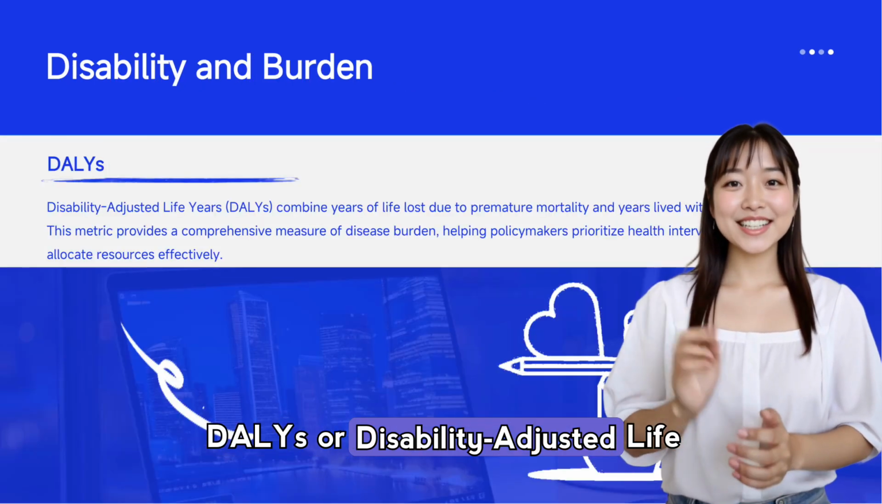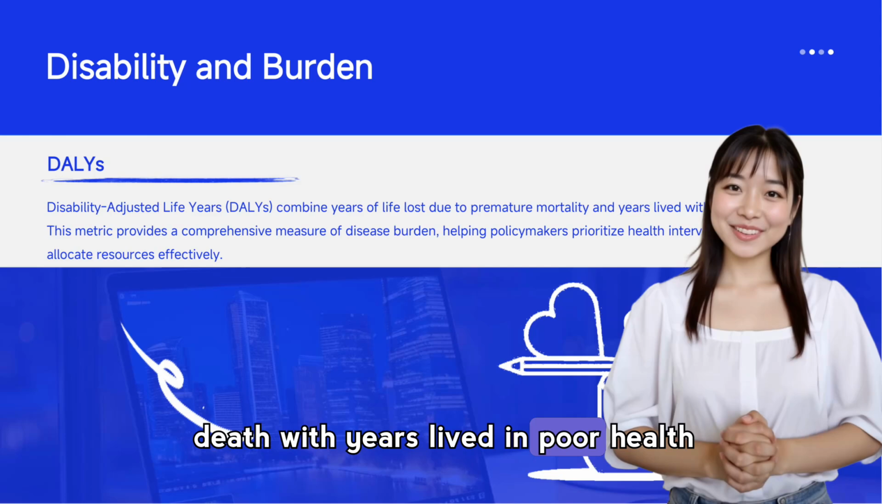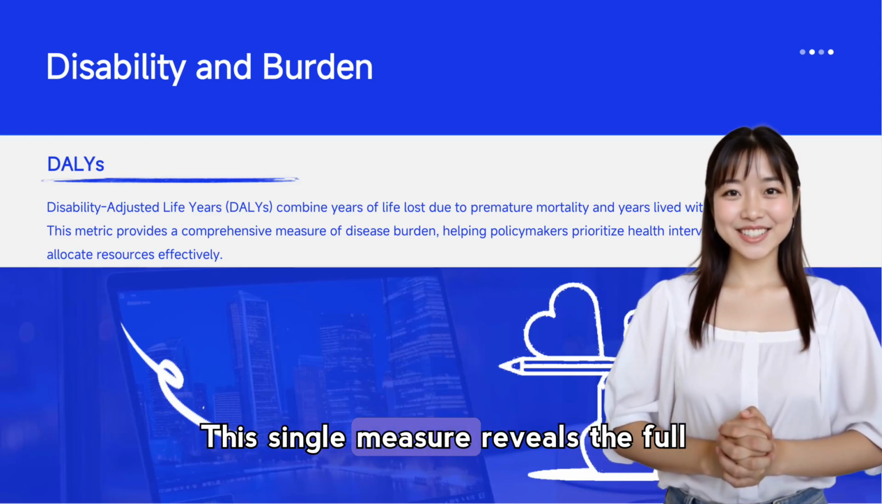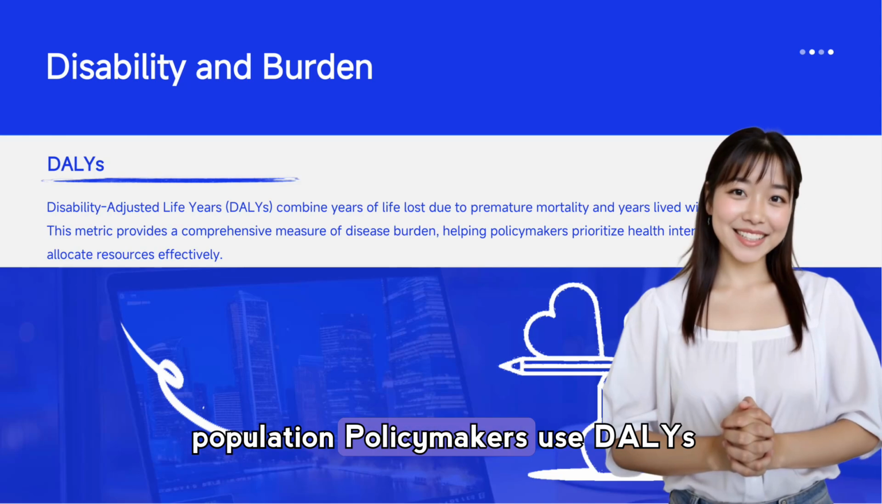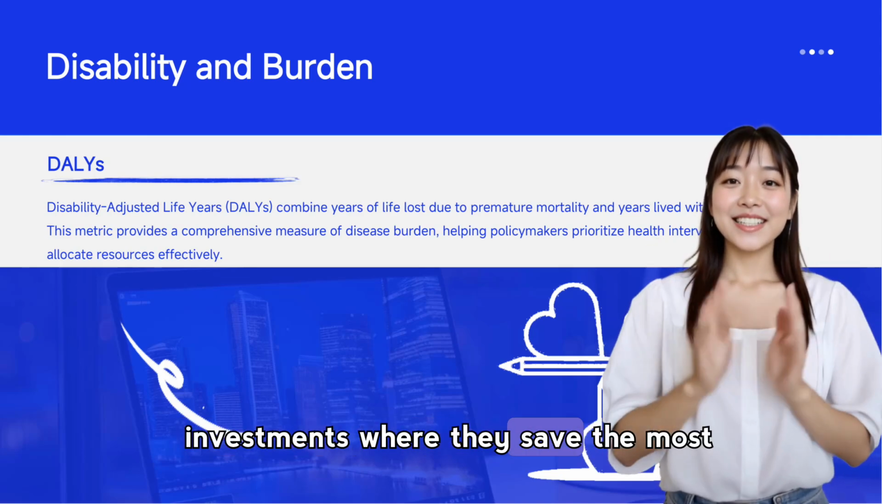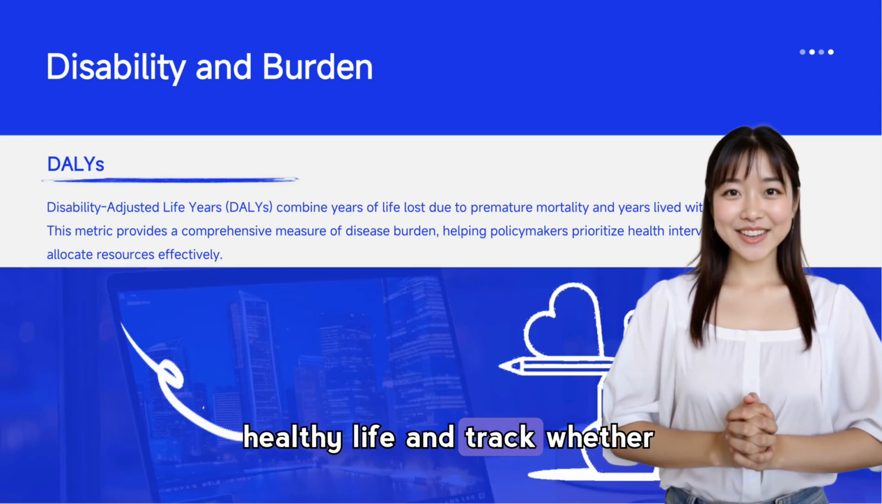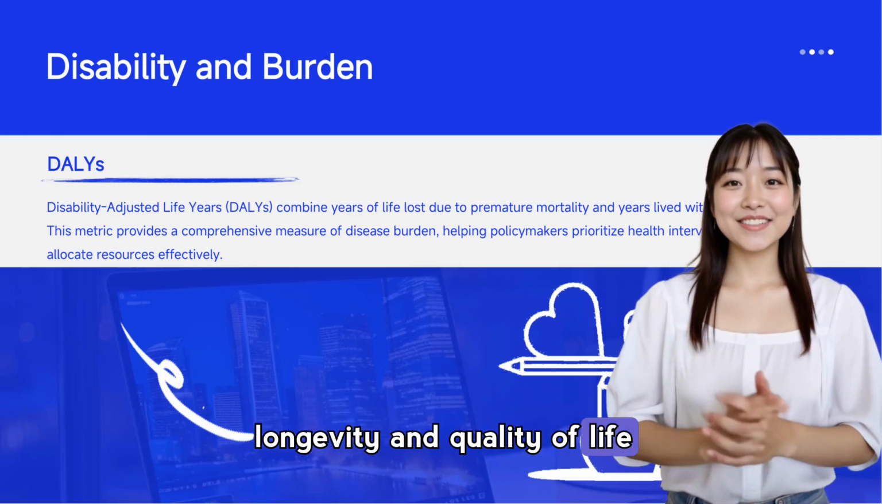DALYs, or disability-adjusted life years, combine years lost to early death with years lived in poor health. This single measure reveals the full burden a condition places on a population. Policymakers use DALYs to compare diseases, focus investments where they save the most healthy life, and track whether interventions are truly improving both longevity and quality of life.